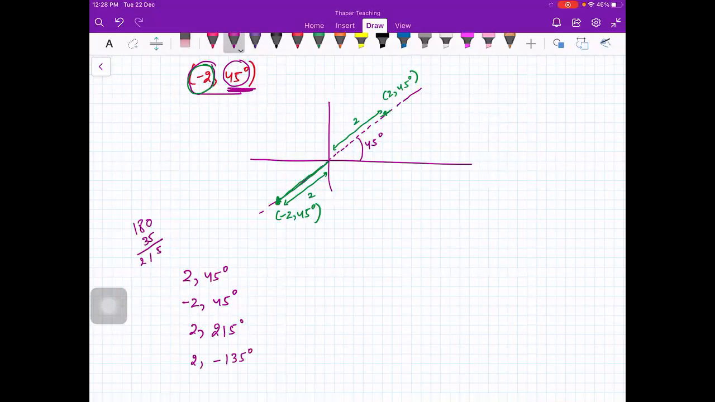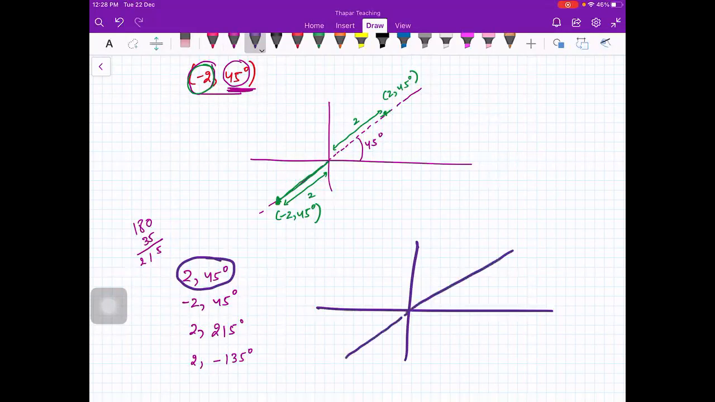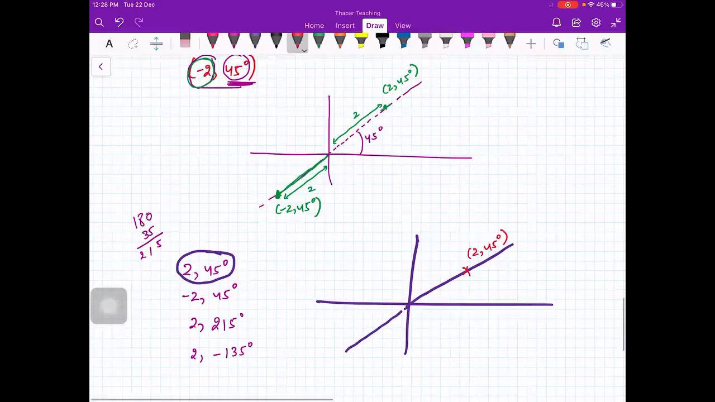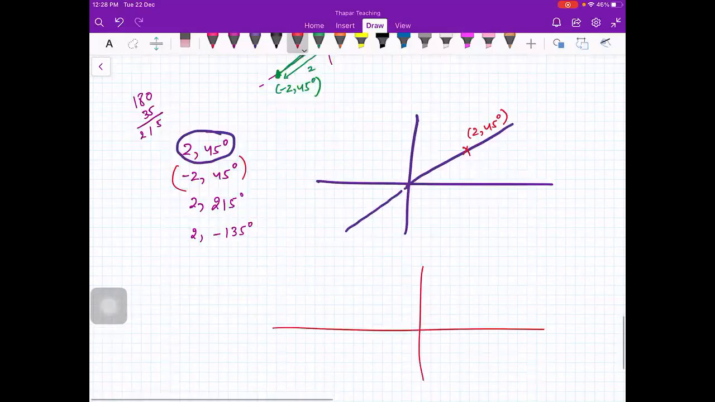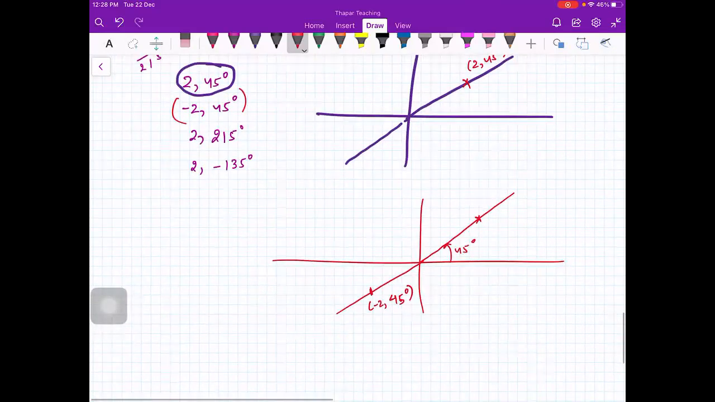Right? So let us try to plot these points. Where will you plot this point? This point is in the first quadrant, 45 degree. So you go to the first quadrant, 45 degree, and R is 2, so 2 comma 45 degree, right? Now you try to plot minus 2 comma 45 degree. It means that you will go on this axis of 45 degree, but instead of plus 2, you will go to minus 2. So this point is minus 2 comma 45 degree, right?